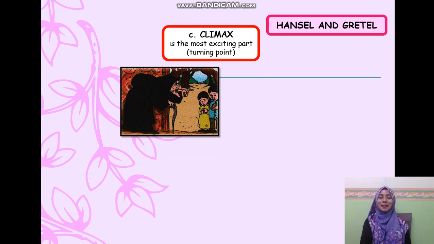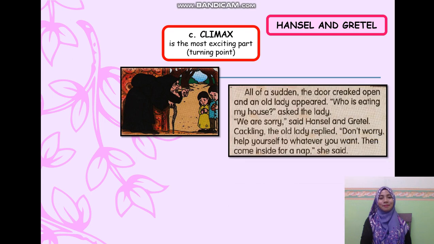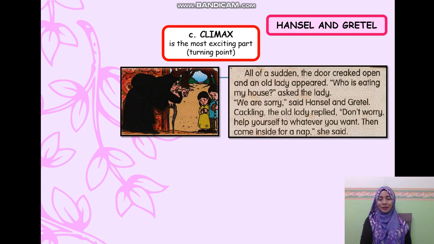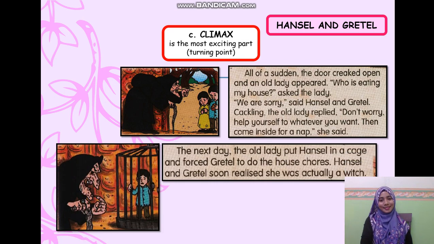Climax, which is the most exciting part of the story, the turning point of the story. All of a sudden, the door creaked open and an old lady appeared. "Who is eating my house?" asked the lady. "We are sorry," said Hansel and Gretel. Cackling, the old lady replied, "Don't worry, help yourself to whatever you want. Then come inside for a nap," she said. The next day, the old lady put Hansel in a cage and forced Gretel to do the house chores. Hansel and Gretel soon realized she was actually a witch. So this is the climax, the turning point of the story.